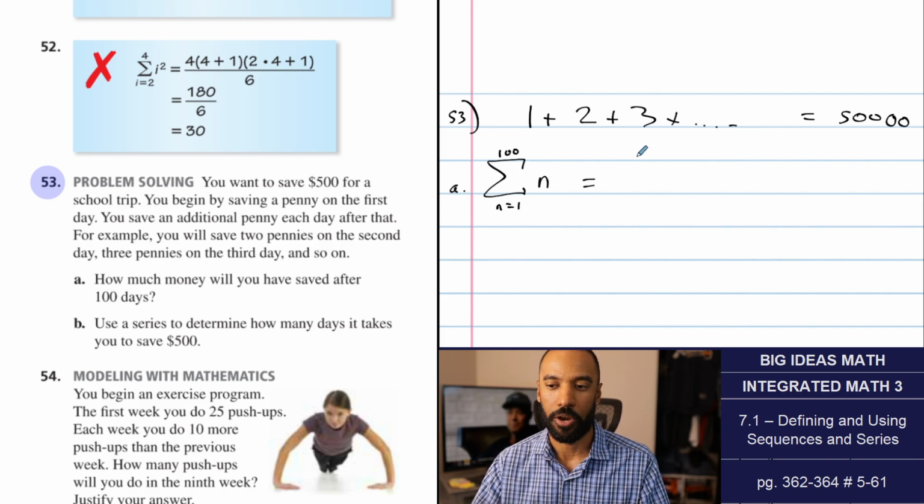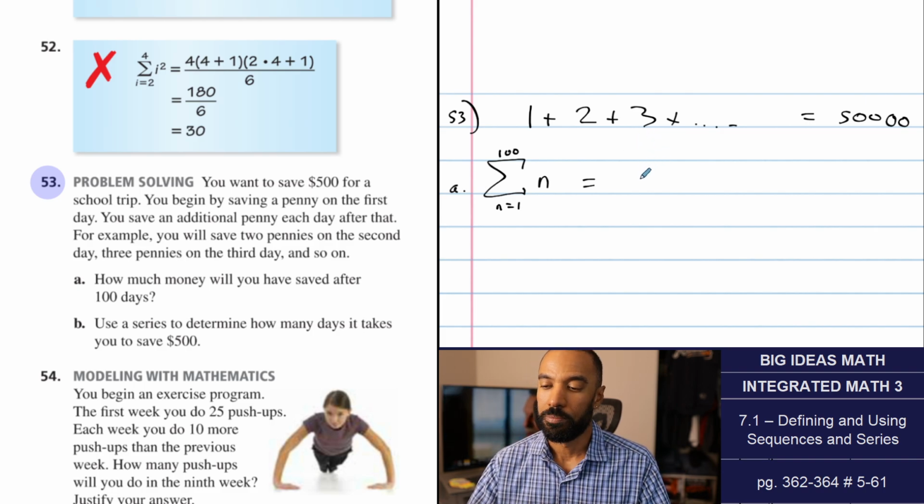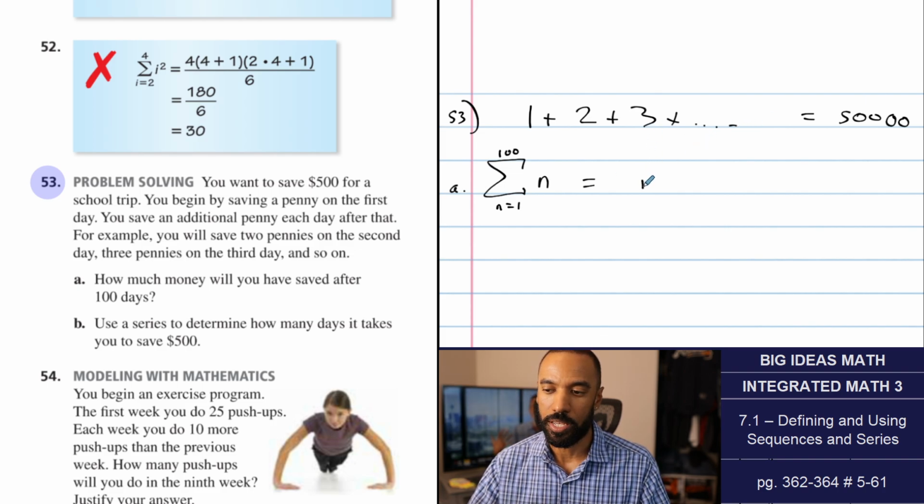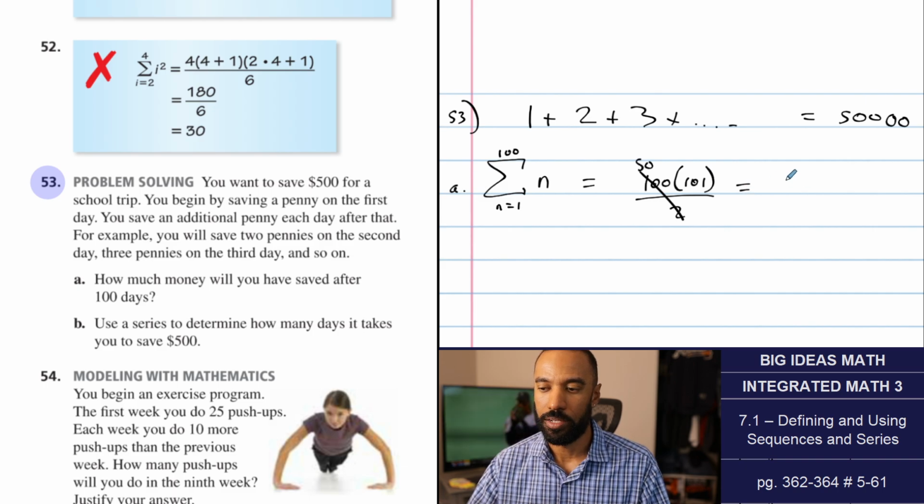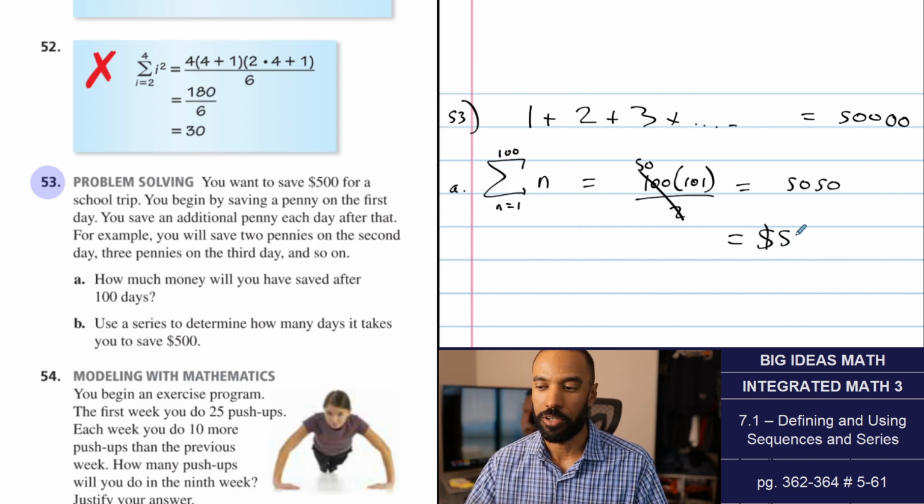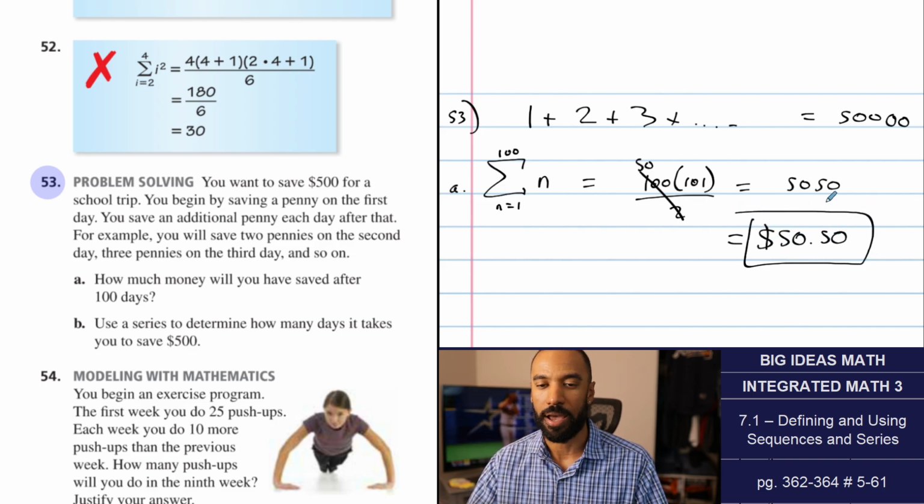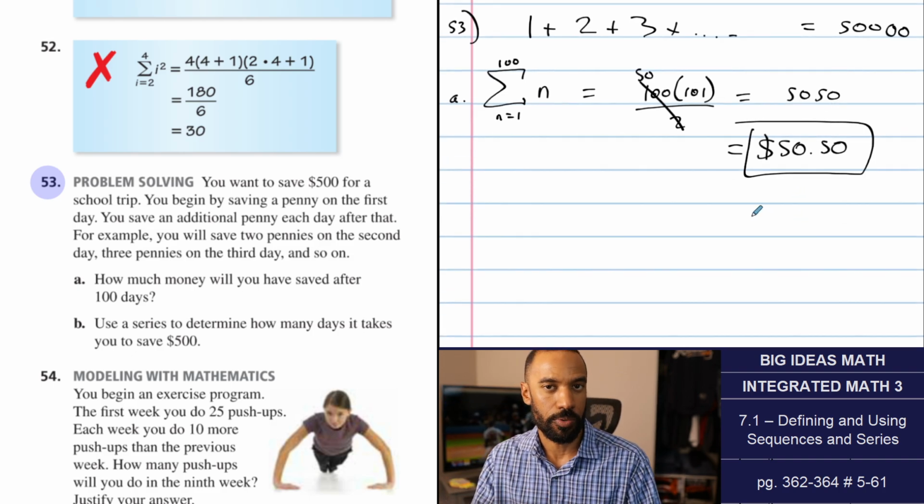The sum of the first 100 numbers from 1 to 100, literally. That's what it's saying: how much money will you have saved after 100 days? So this is 1 plus 2 plus 3, etc., all the way up to 100. This is where you get to use n times n plus 1 all over 2. So that's 50 times 101, which is 5050. This is not dollars, this is cents. So you would have saved $50.50. That's the important part about this. If you use that version, you have to know what kind of units you have.